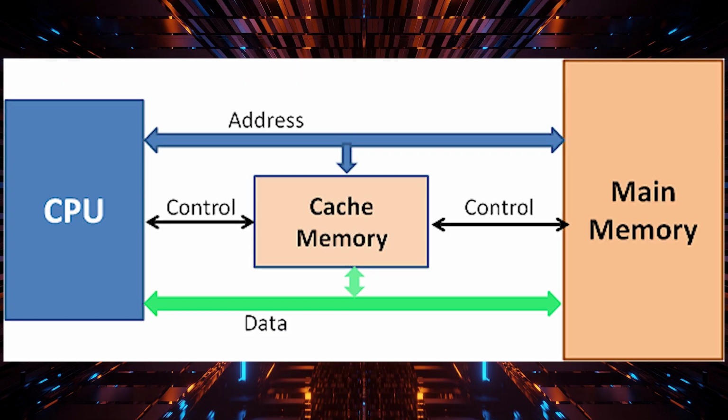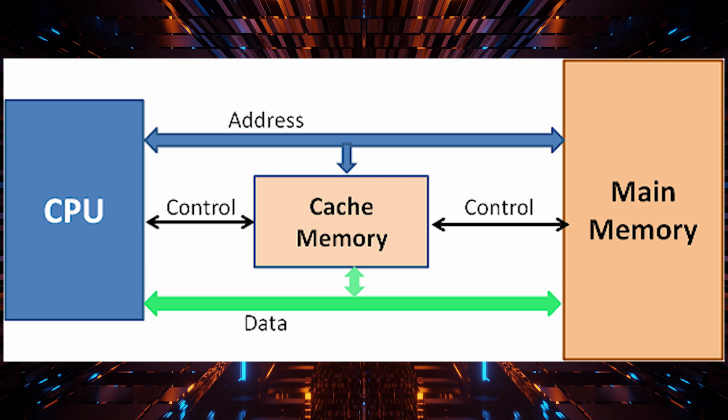For your information, cache memory is like a high-speed, small-sized RAM located on the CPU. It stores frequently accessed data, reducing the time needed to fetch information from the main memory RAM, which is slower.